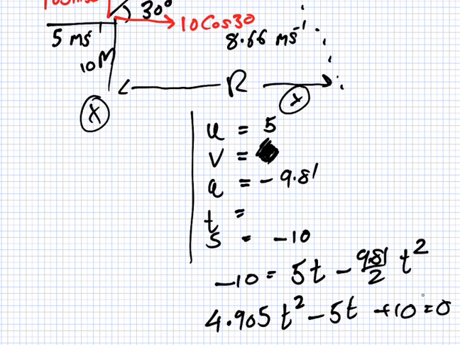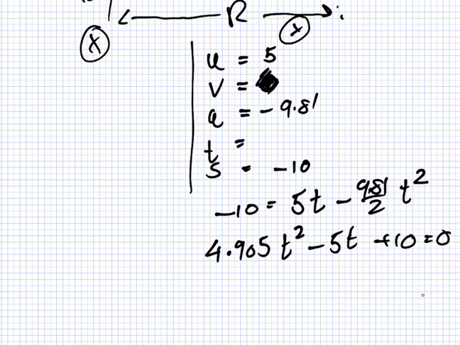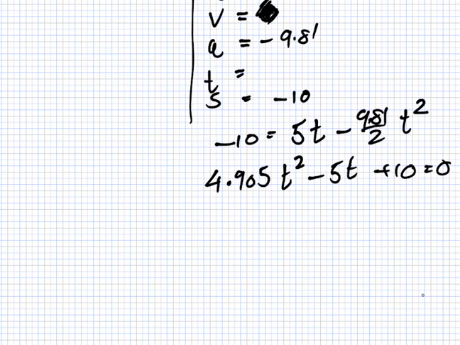I can use my quadratic formula. A equals minus 4.905, B is minus 5, C is 10. Just do what we did in math class, and you get two answers for T. Oh wait, hang on. You take the positive one. Is that a minus 10 now? Minus 10.